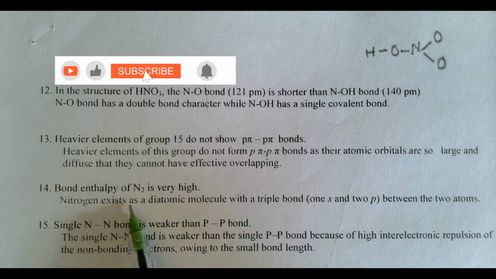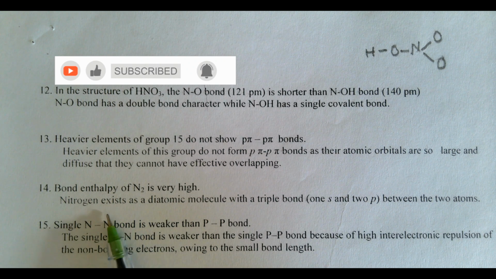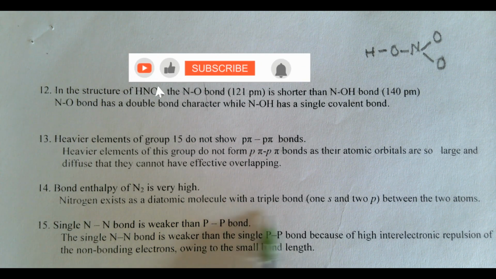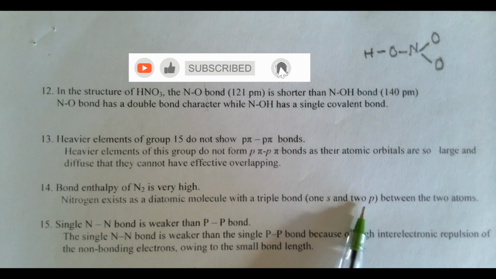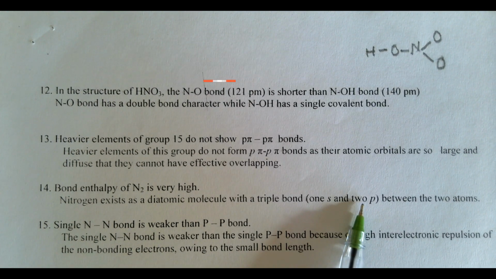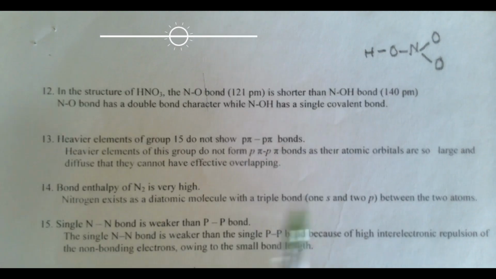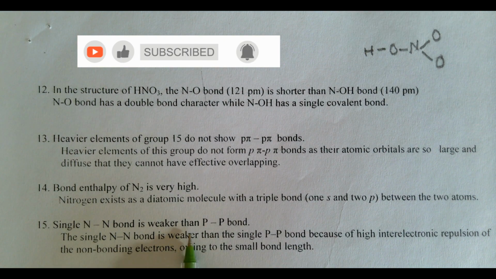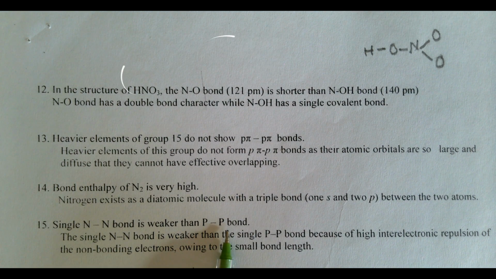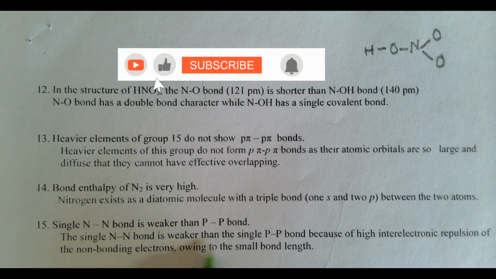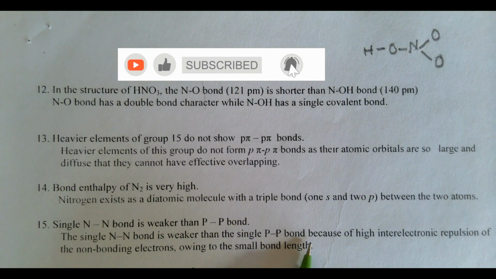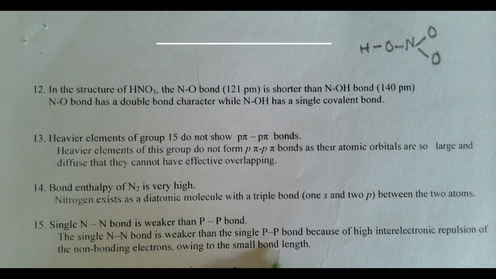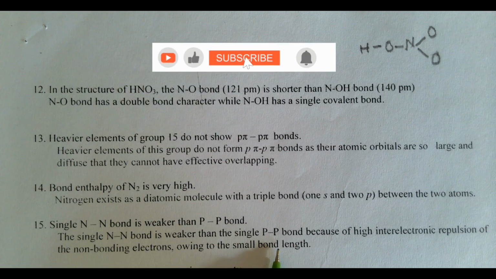Next question. Bond enthalpy of nitrogen is very high. Nitrogen exists as a diatomic molecule, N2, and there is a triple bond, with 2p orbitals overlapped together between the two atoms. That's why bond enthalpy of nitrogen is very high. Single N-N bond is weaker than single P-P bond. The single N-N bond is weaker than single P-P bond because of high inter-electronic repulsion between the non-bonding electrons owing to the small bond length.